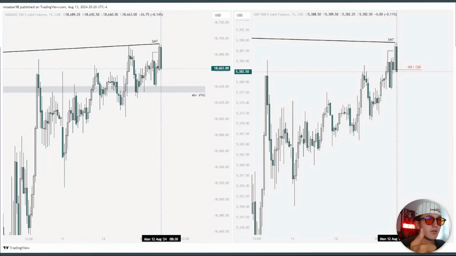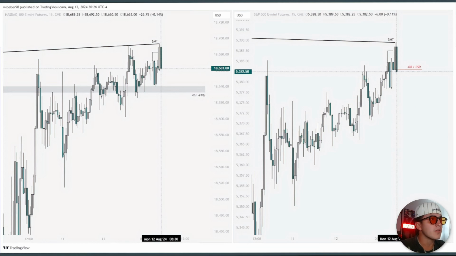So we ran liquidity and recreated our 4-hour SMT. And now we have a change in state of delivery on the M15. So that is now step 1, step 2, and step 3 marked up. So all we need to do next is look for the trade to play out.